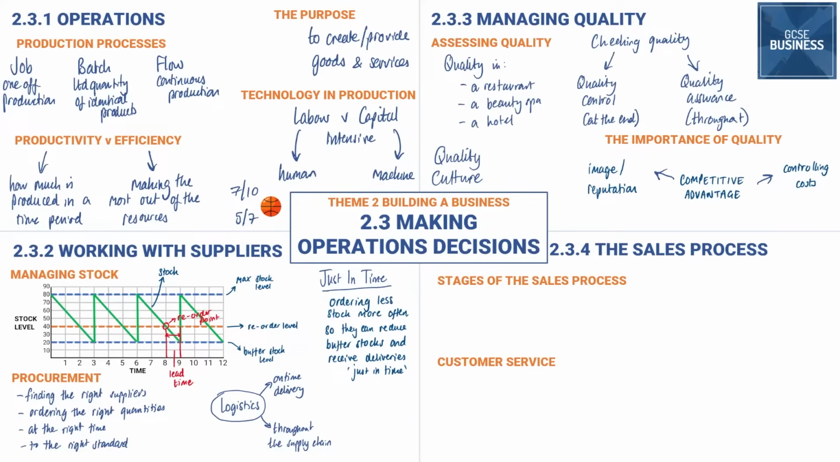So overall, the key thing with quality is understanding those little key terms: quality control, quality assurance, the potential for a quality culture, and understanding the importance of quality to a business, but also how this is different for every single business.